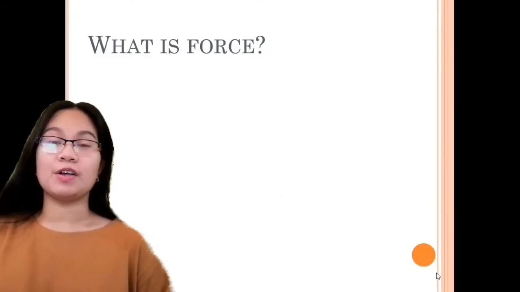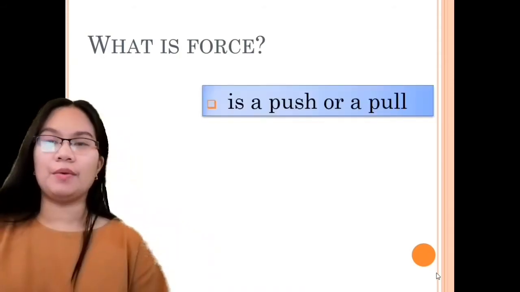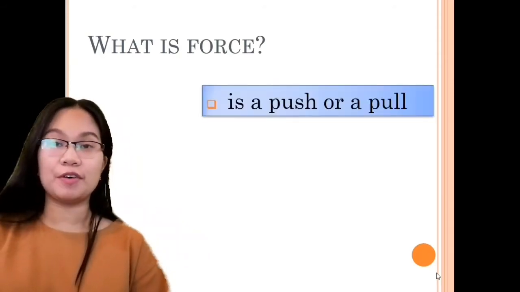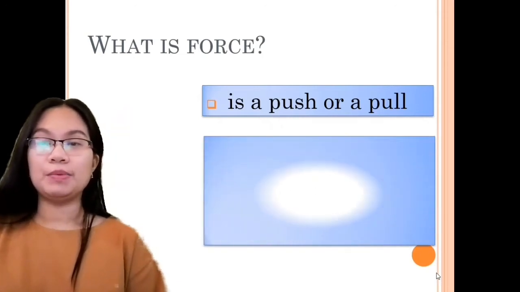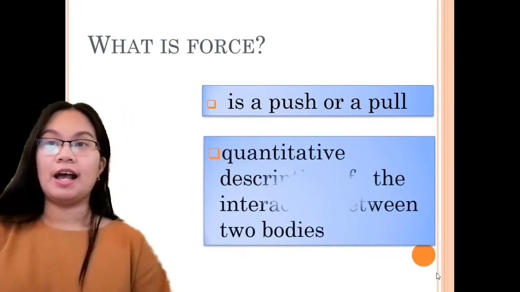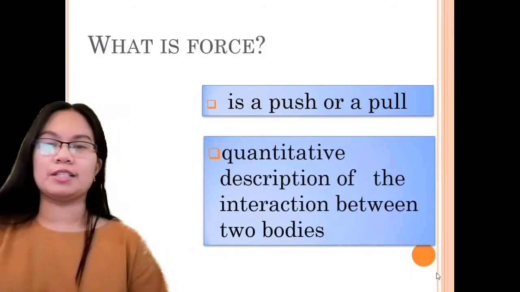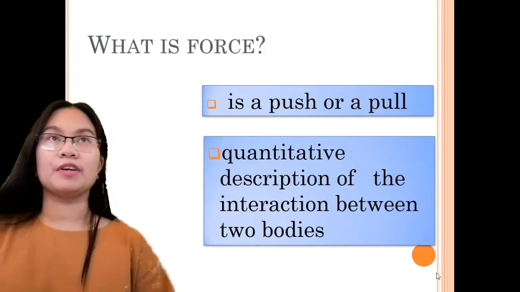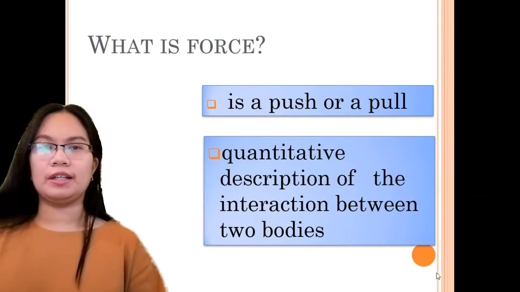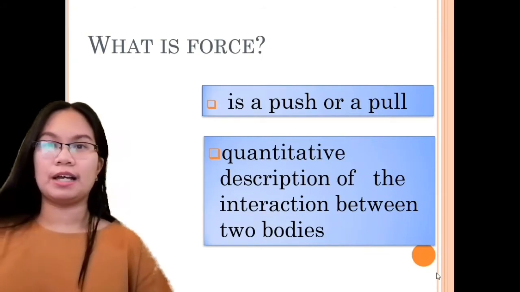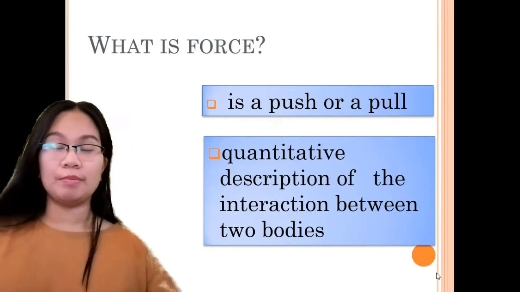Okay, so now let's talk about force. How do we define force? Our elementary definition of force is, of course, simply a push or a pull. But we can also describe it as a quantitative description of the interaction between two objects. Okay, so that is a force. For example, do you think there's a force exerted? Let's say you're sitting beside somebody. Do you think you're exerting a force on him or her?